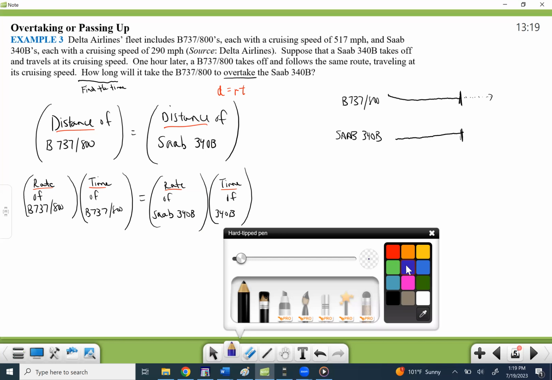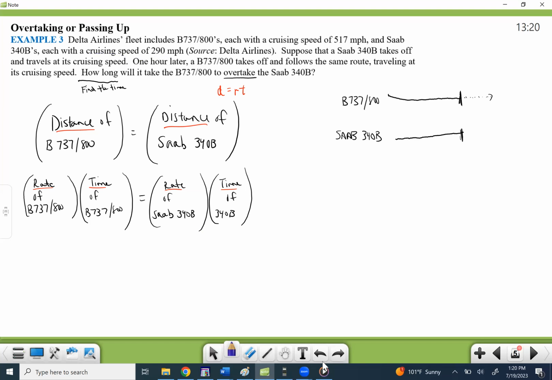Do we know the rate of the B737/800? Yeah, it says right here it has a cruising speed of, oh gosh, I can't write a straight line. The cruising speed of 290. Do we know how long it took? Nah. How long means we don't know. It says find the time. So I'm just going to go ahead and leave the time as time, or an X or whatever, okay?